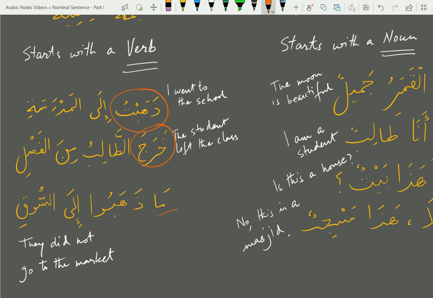Now ma here is actually a harf, so it's neither a verb nor a noun. So when you are identifying the type of sentence, you have to ignore the beginning particles, or the harf. So if you ignore ma and you look at the next word, which is zahabu, now that is a verb, so this becomes a verbal sentence again.